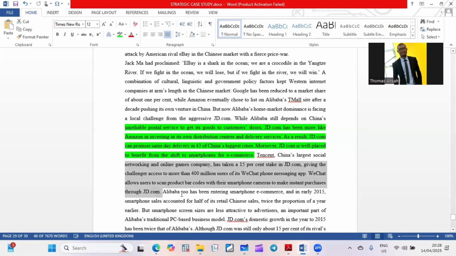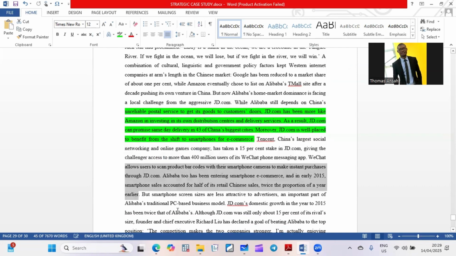All right, Alibaba too has been entering smartphone e-commerce, and in early 2015, smartphone sales accounted for half of its retail Chinese sales, twice the proportion of a year earlier. So he is trying. Smartphone screen sizes are less attractive to advertisers. An important part of Alibaba's traditional PC-based business model.